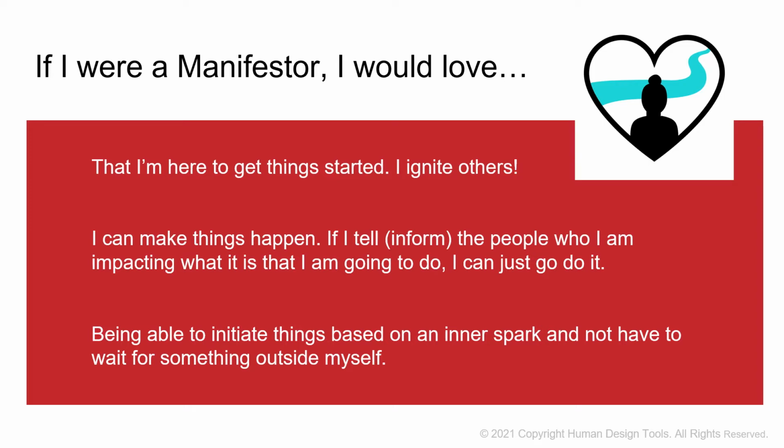I am big on self-love, so I added in a slide for each type about what I would love about myself if I were that type. So if I were a manifester, I would love that I'm here to get things started. I'm here to ignite others. Isn't that exciting? I would love that I can make things happen. As long as I tell or inform the people who I'm going to impact, then I can just go and do it. And I love being able to initiate things based on my inner spark and not having to wait for something outside of myself.